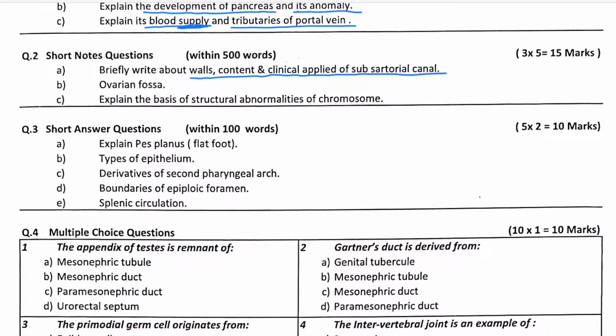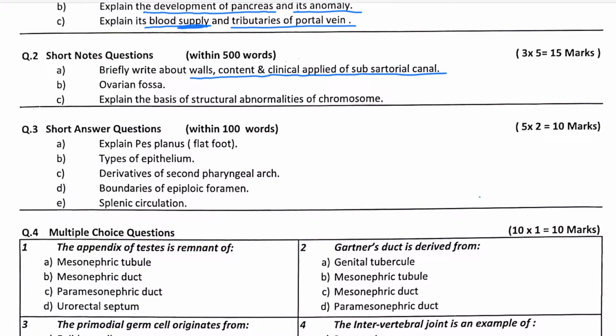The apex is actually towards the linea aspera and the base is towards the medial side. So it will have 3 boundaries. One will be anterolateral, the other will be posteromedial, and the third will be the medial boundary. The anterolateral boundary is formed by vastus medialis in its entire length, while the posteromedial boundary is formed by 2 muscles. In the upper portion, it's adductor longus, and in the lower portion, it's adductor magnus.